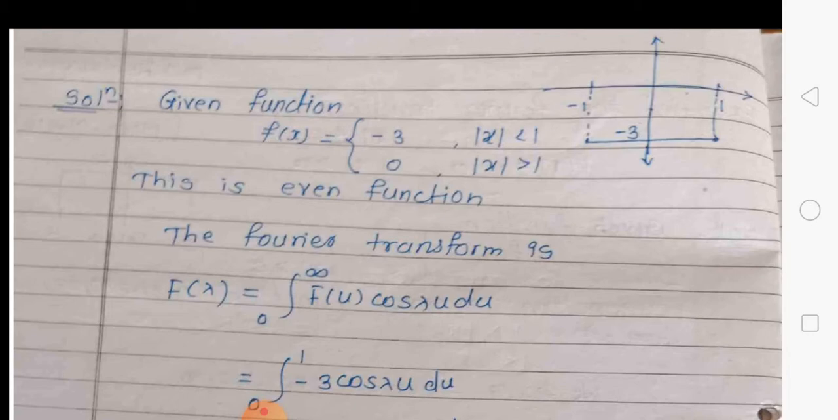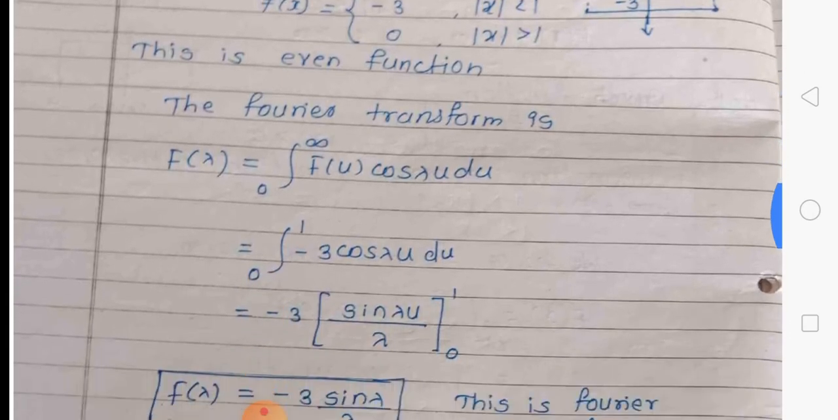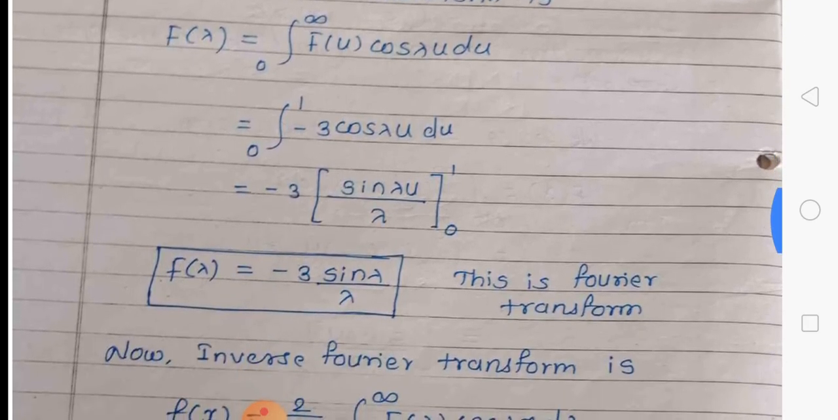Now again we check whether this is an even or odd function. If we replace x by minus x, we get the same function, that is, f of x is equal to f of minus x. Therefore the given function is an even function, and for an even function, the Fourier transform is given by F of lambda equal to the integration from 0 to infinity of f of u cos lambda u du.